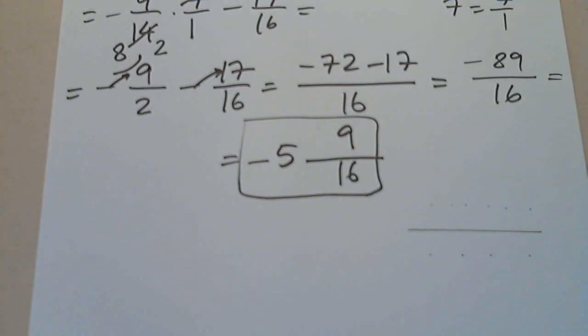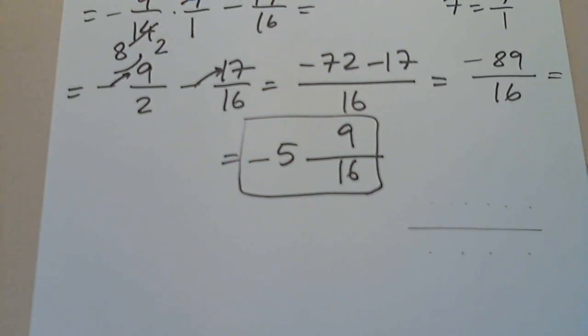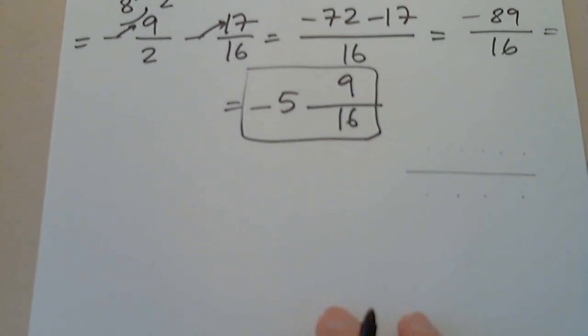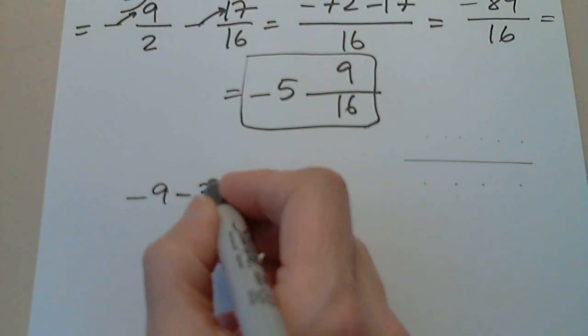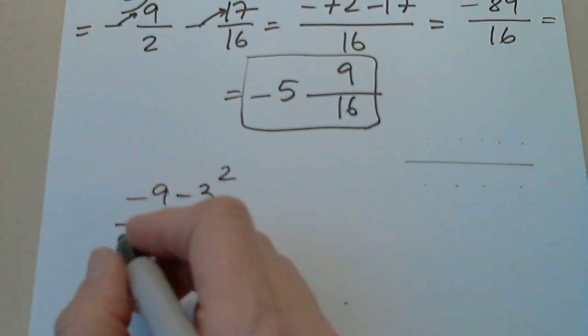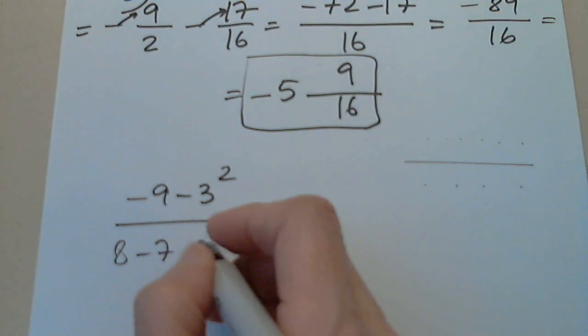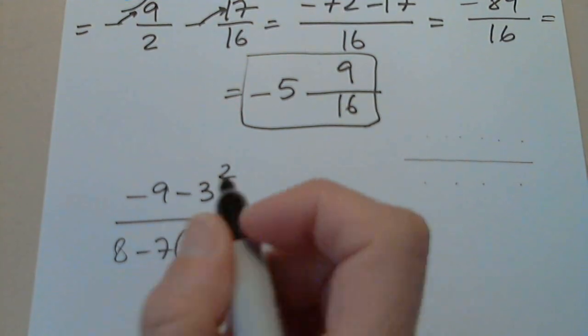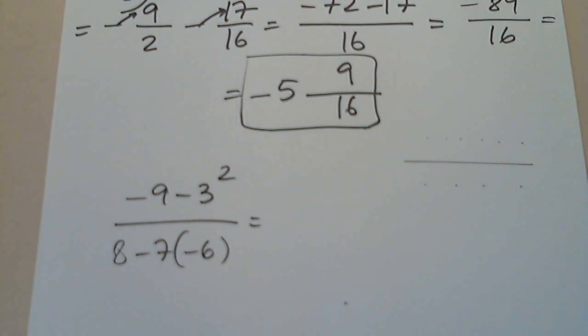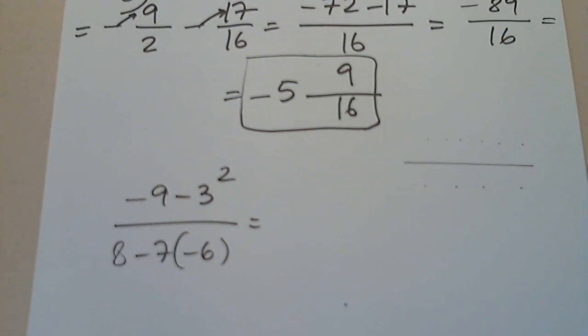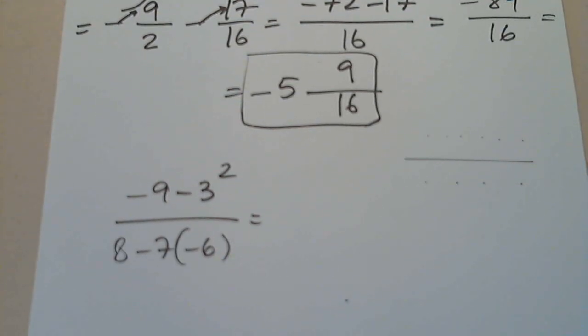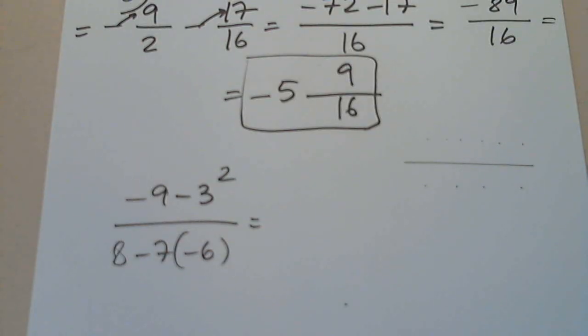Okay, this is what I recommend. Very good question. Okay, back to 4. In 4 we have negative 9 minus 3 squared over 8 minus 7 times parentheses negative 6. Good. Where is the starting point? Simplification of the squared number.